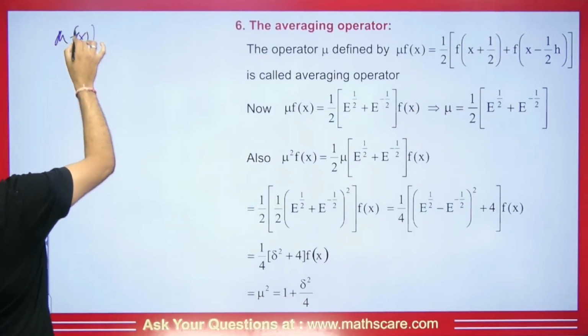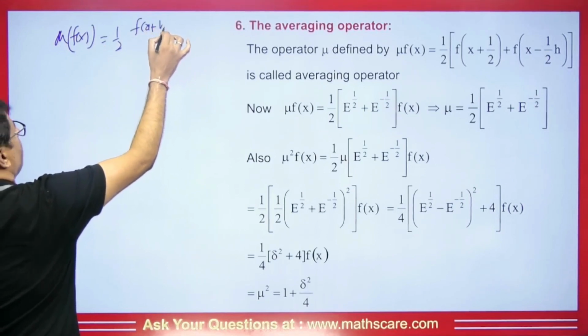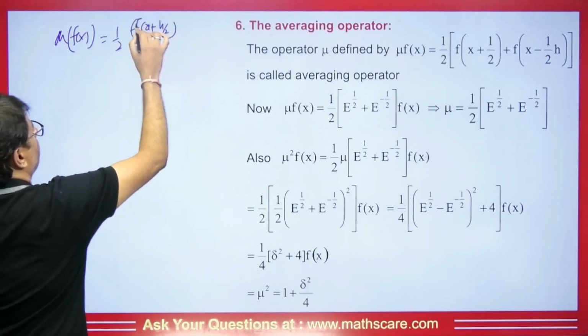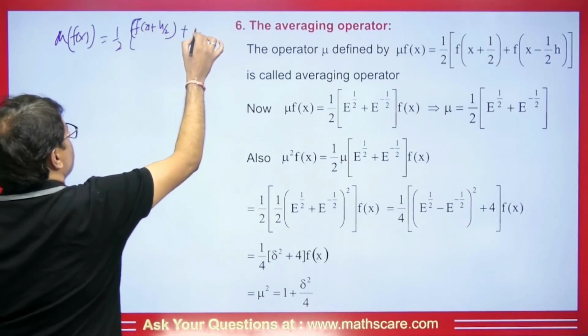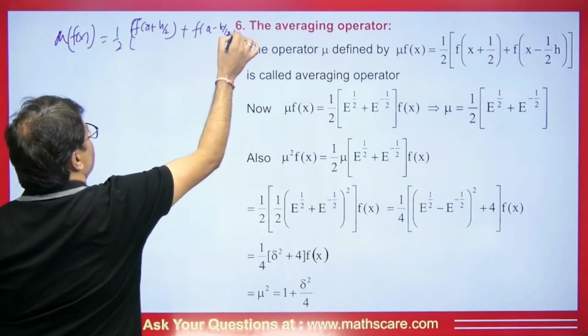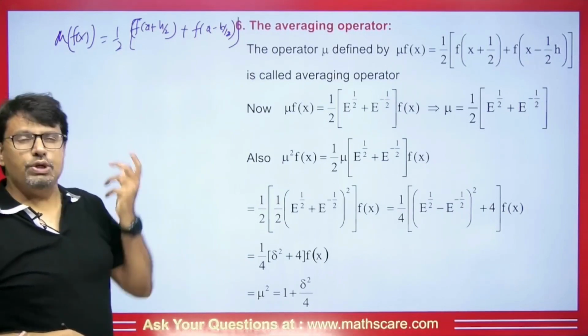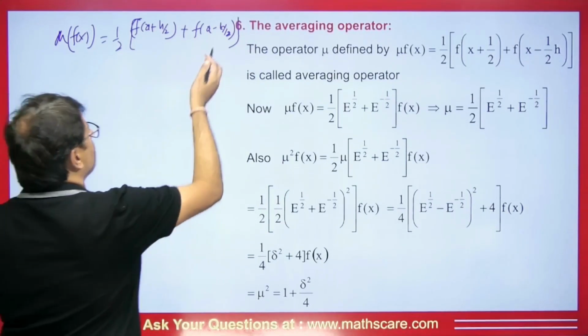Meaning if you want to find mu of f(x), then this will be 1 by 2, and this will be f(x plus h by 2). And here it will come plus f(x minus h by 2), right? Meaning h by 2. So what do we call this? This is called the average operator, understood, students? And this is denoted by mu. It is important to note this.